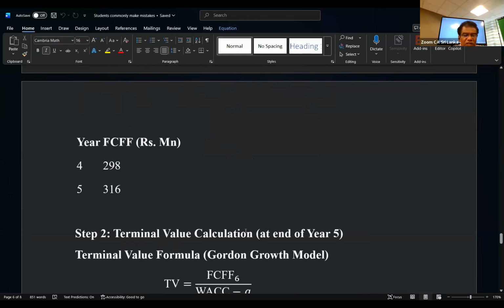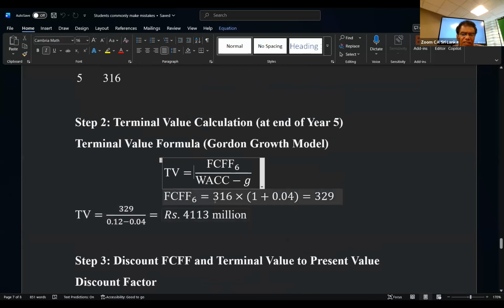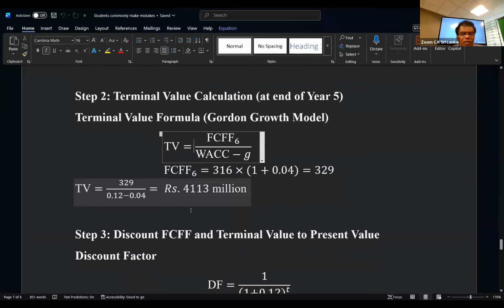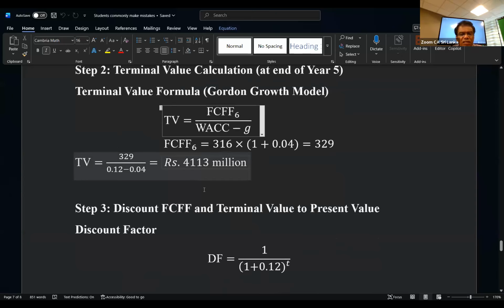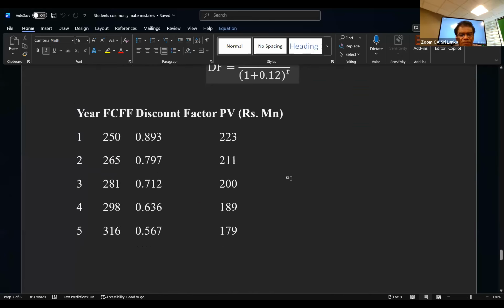Then the terminal value was calculated from the free cash flow in the sixth year. The fifth year free cash flow is 316, multiplied by 1 plus 0.05, which is 329. Then 329 divided by the cost of capital as given, minus 0.04 growth. So you get a terminal value of 4,113 million. Then you discount from the fifth year.